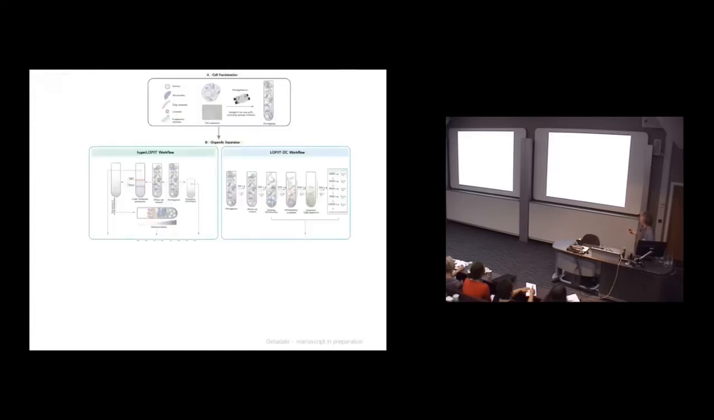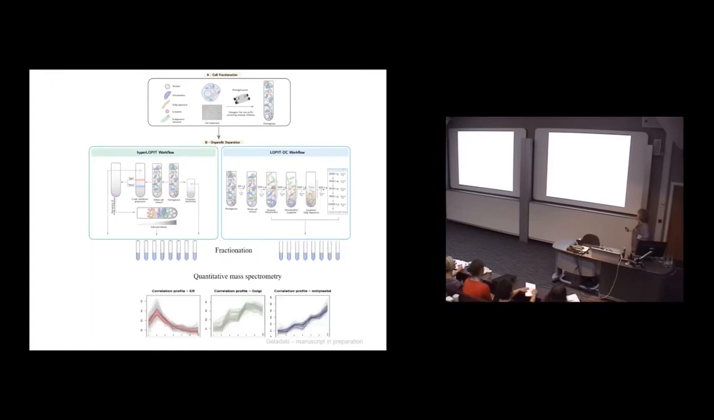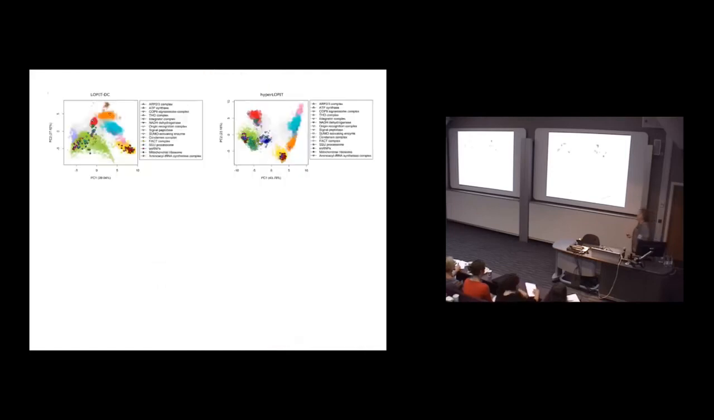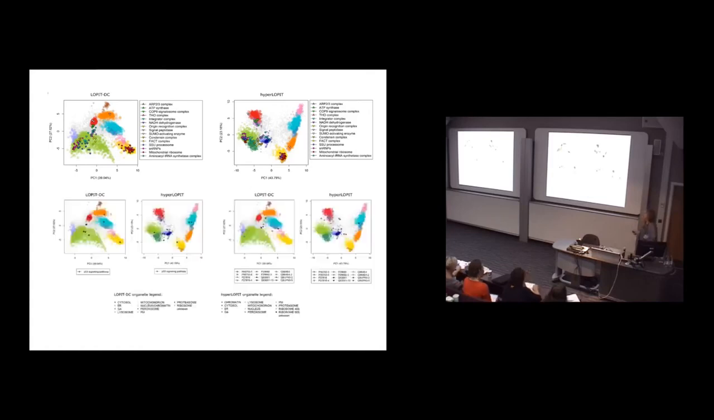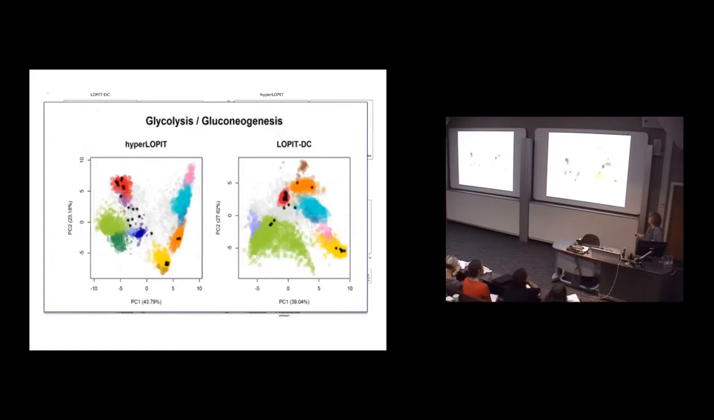But just to show you the difference between our Lopit DC workflow, which we are just about to submit, and our Hyperlopit workflow, by the time we've carried out the two different types of centrifugation, we're still using the same downstream quantitation methods of mass spectrometry and, importantly, the same types of machine learning. And these are for the same cells, so this again is U2OS. You can see that we've got better resolution with Hyperlopit, but if you look at the overall structures, there's still a lot of commonality between the two.